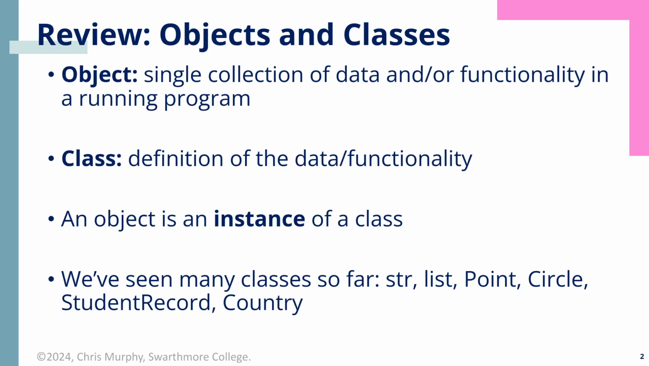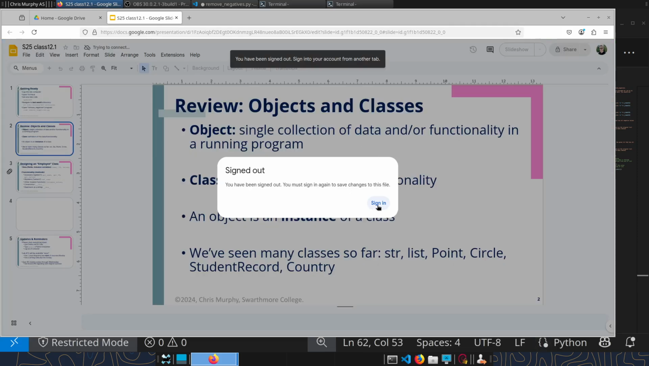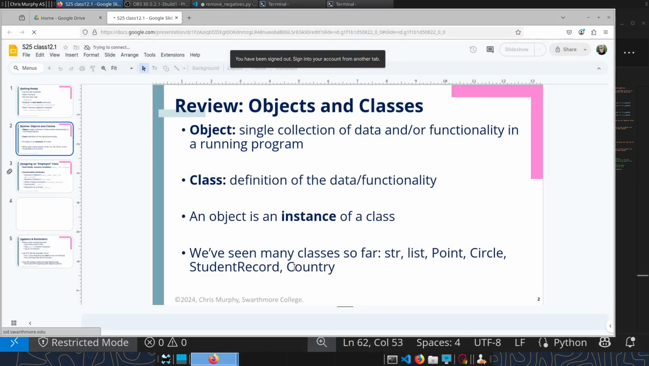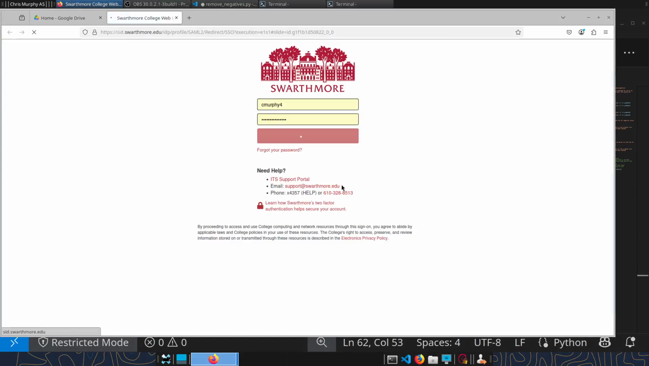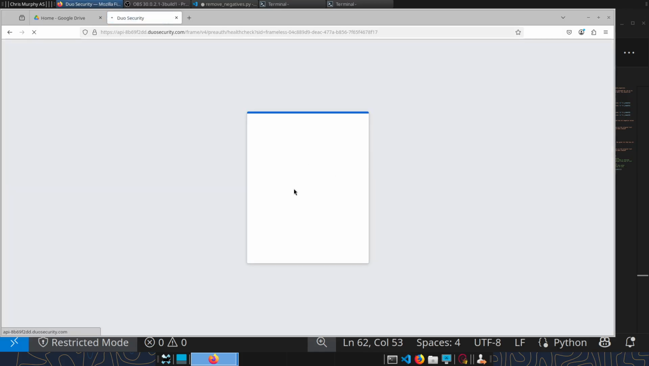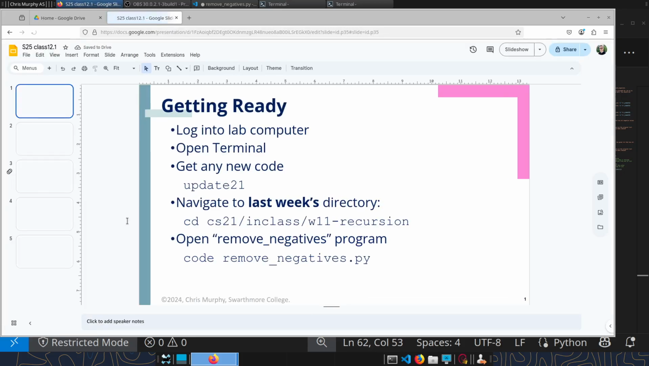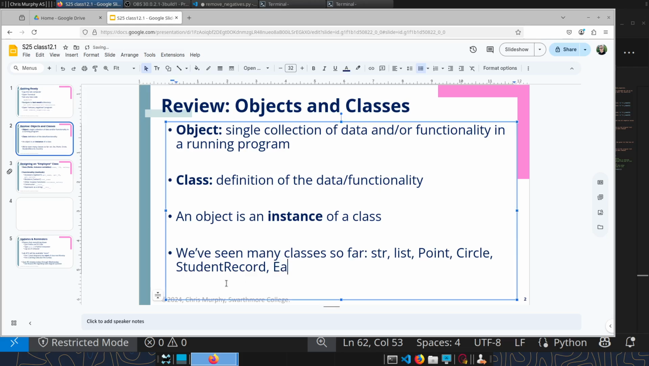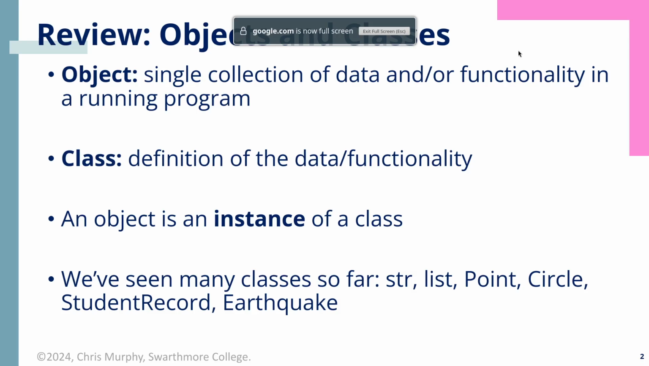We had the student record example, where we read a file and then created a list of objects. We did not see country, but we saw earthquake, and in the lab that you finished.